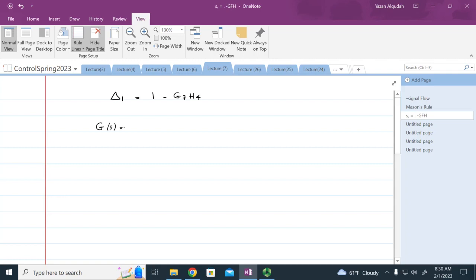Okay, with that, we can calculate the transfer function. G of S is going to equal C of S divided by R of S, which is going to equal T1 delta 1 divided by delta, which is going to equal G1, G2, G3, G4, G5, multiplied by 1 minus G7, H4, divided by delta.